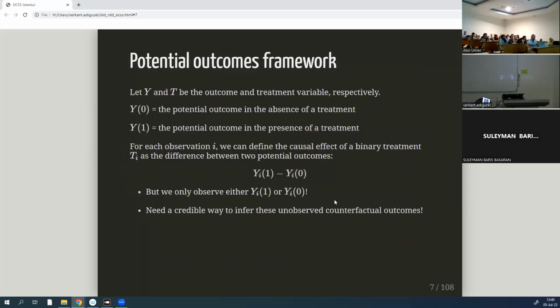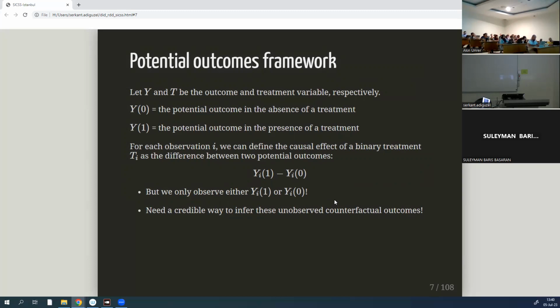Well, the problem is you cannot randomize everything. But for instance, the democracy example I gave you, right? You cannot randomly assign democracy to countries and then compare their economic growth. So first, a little bit of notation, just to make sure that we're on the same page.